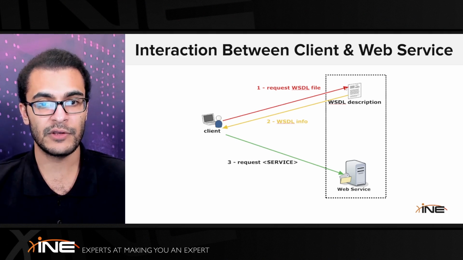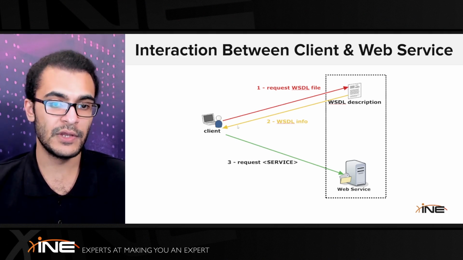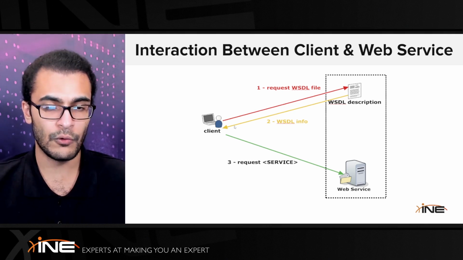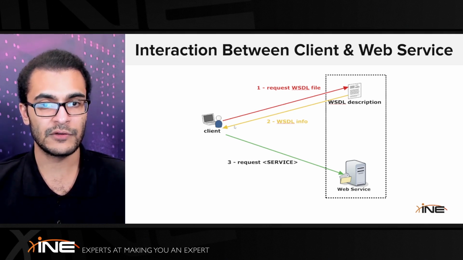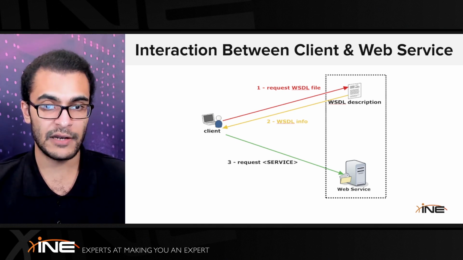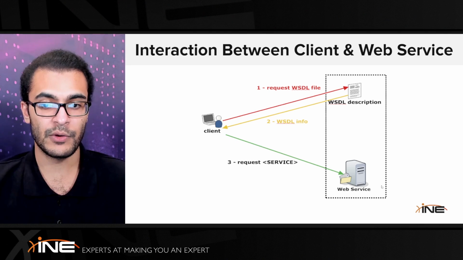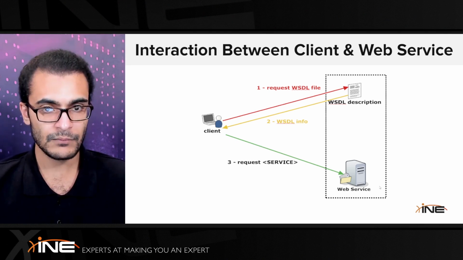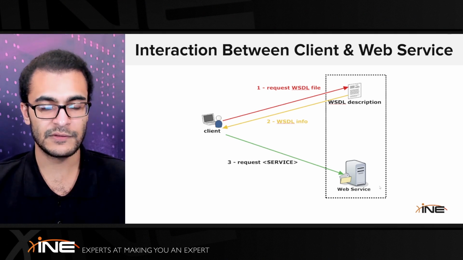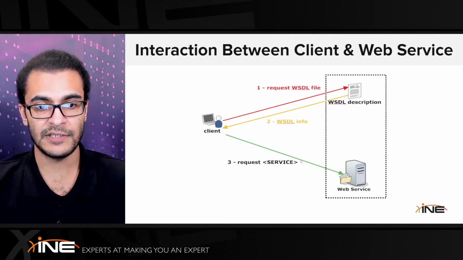So you make a request for the WSDL file, you then get it, you analyze it, you now understand how this works, what requests can be made, what can't be done, and then you make your request to the actual web service. If it is legitimate, you get a response, and this is where you then perform the testing based on what you learned from the WSDL document.